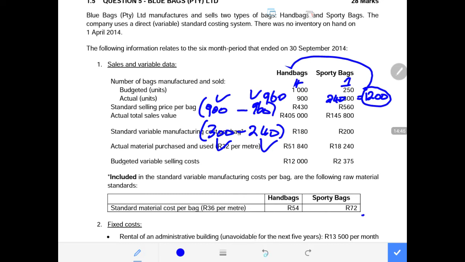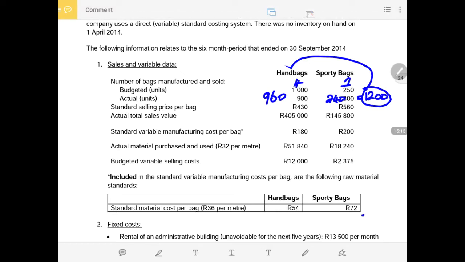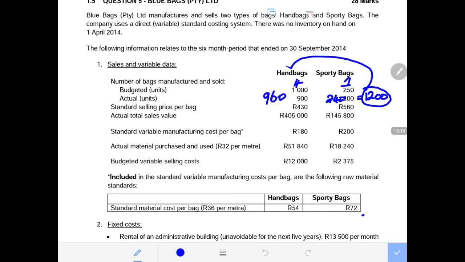And for every 4 units of the handbag that we sell, we're supposed to sell 1 unit of the sport bag. But that was not maintained. So we compare what actually happened, we produced and sold 900 and produced and sold 300. What was supposed to be is 960 and 240. So we compare the two, then we multiply the two with the standard contribution per unit. So that is already the sales mix variance that I'm already doing now. So let us continue so that we gather all the other information necessary.